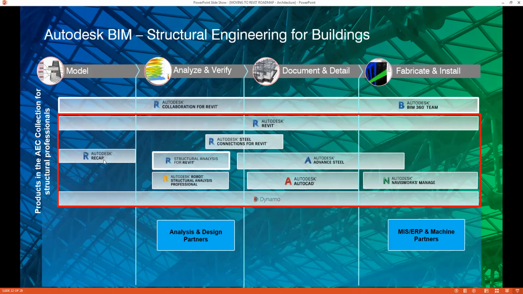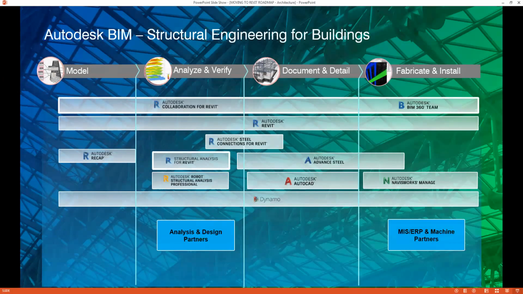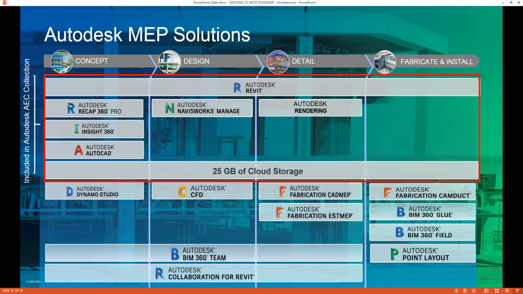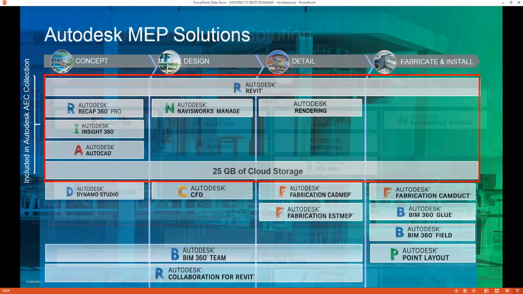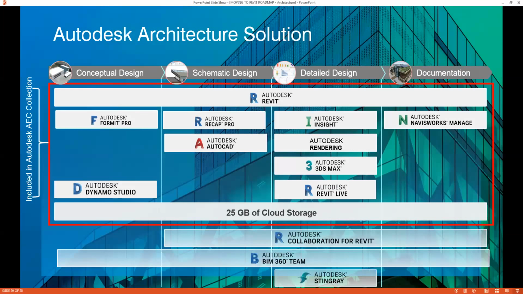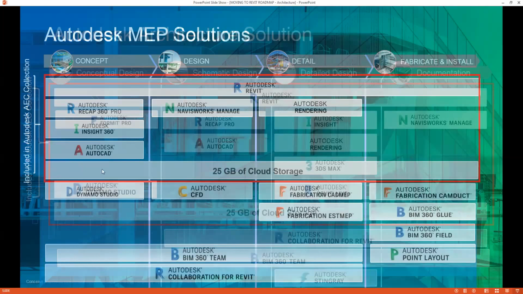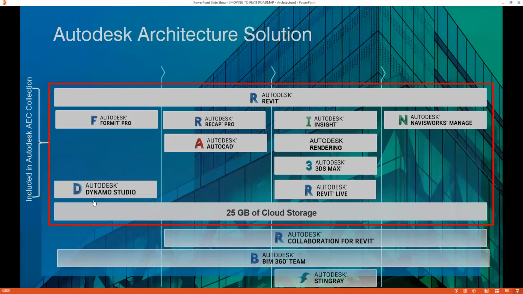All right, then you have ReCap as well for capturing in a case where you're working on a site that is already in existence. Now, if you guys have noticed, Dynamo is part of the AEC collection here. I don't understand why it's not in the MEP solutions. It might be an oversight. I'm not sure. Okay, it's here, but it's not here in the MEP solution. So it's probably an oversight because AEC is AEC, right?